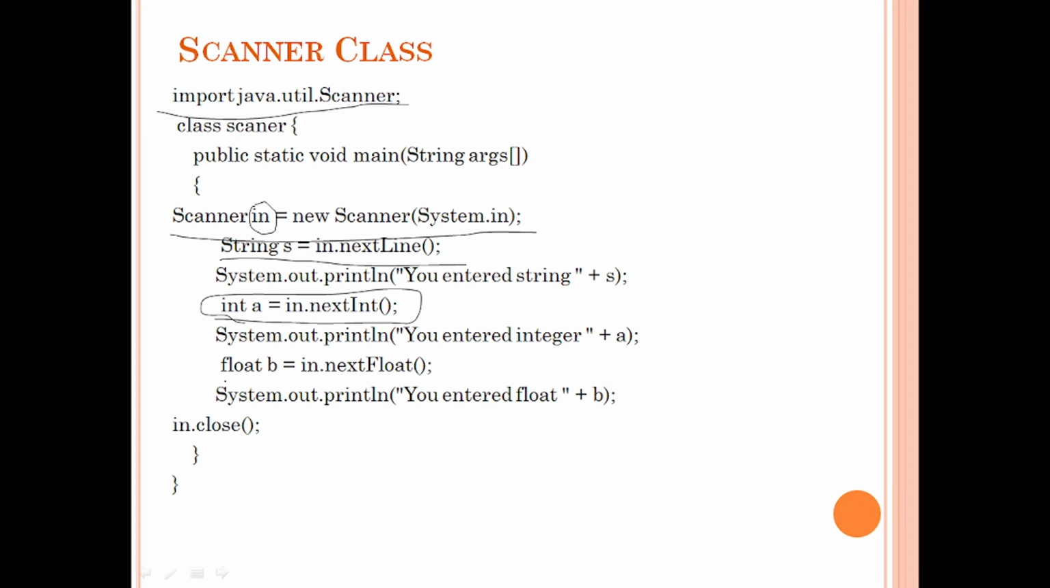Next, float: float b equals in.nextFloat. Using this method we can convert the values into float. And then in.close, so it will close our Scanner class. Let's see this example.